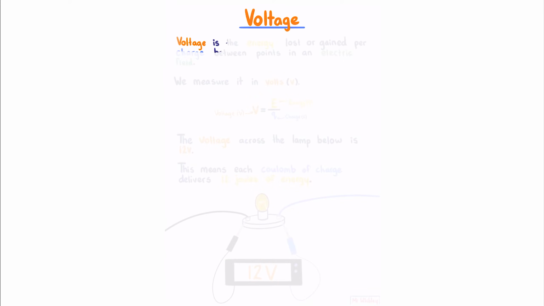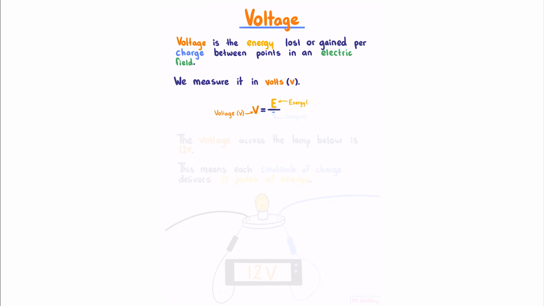Voltage. Voltage is the energy lost or gained per charge between points in an electric field. We measure it in volts, symbolized by a capital V. As an equation, we can write that the voltage is equal to the energy divided by the charge. And so if we had a positive charge of 1 coulomb within an electric field, and by moving this charge between 2 points, we gained 10 joules of energy, 10 joules divided by 1 coulomb gives us that the voltage between these 2 points is 10 volts.